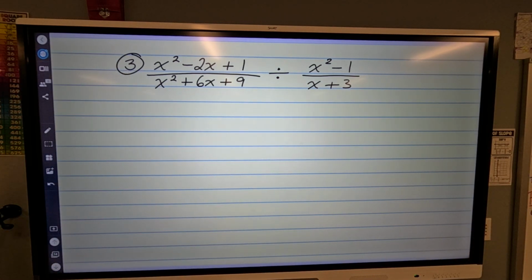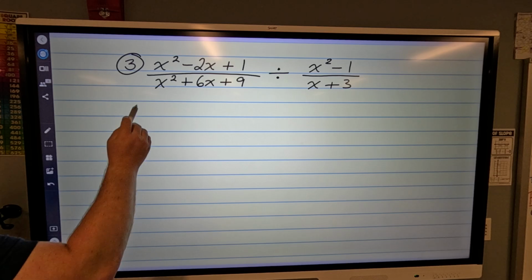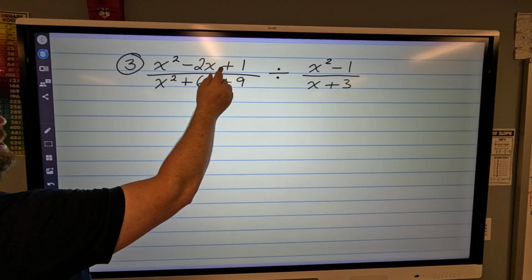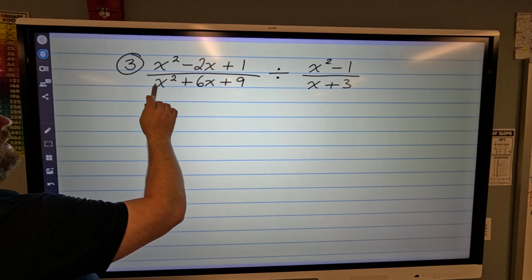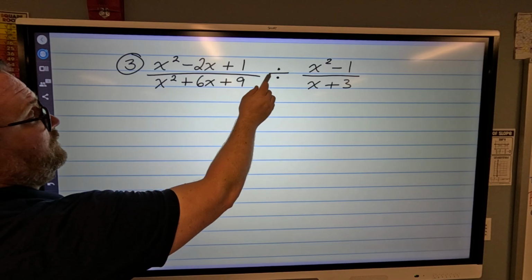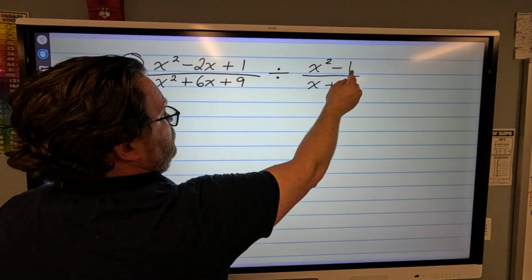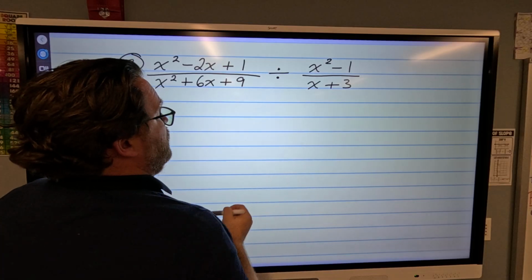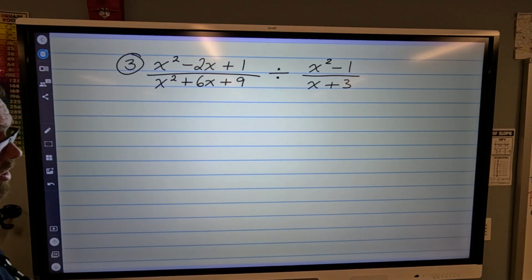All right, here we've got problem 3. We've got (x squared minus 2x plus 1) over (x squared plus 6x plus 9) divided by (x squared minus 1) over (x plus 3). We're going to change it to multiplication.